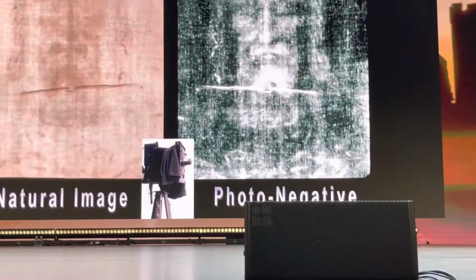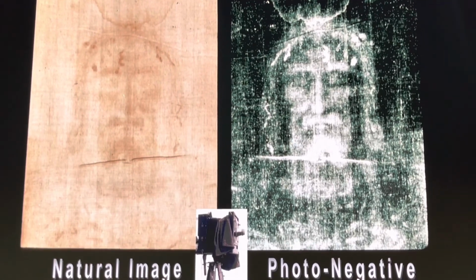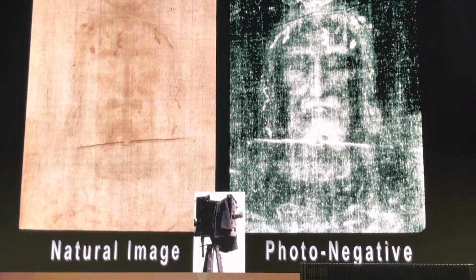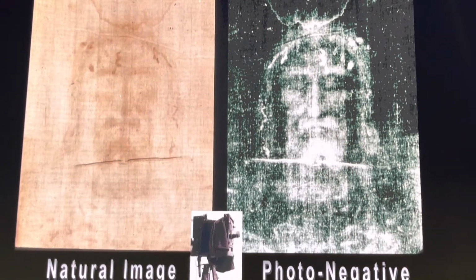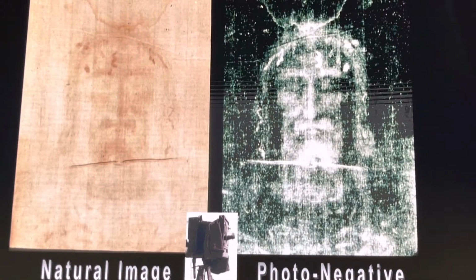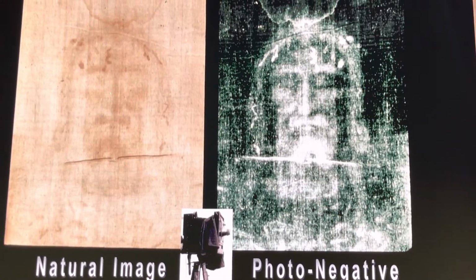Now, the mystery really got accelerated in 1898 when it was photographed for the very first time. And the image on your left is the image as you see it to the natural eye. The image on your right is the image as it appears in a photographic negative. And there's a transformation that takes place that should not logically take place.